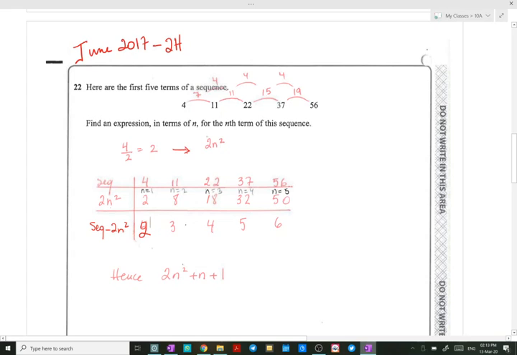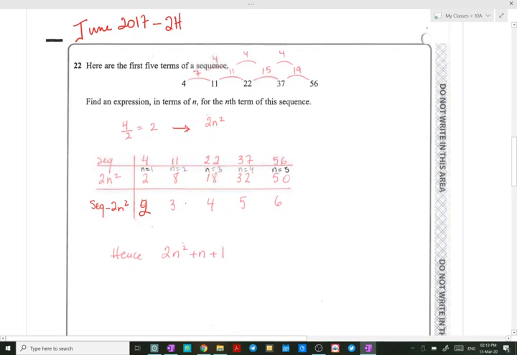Number 22 is another question from the GCSE past paper, June 2017, 2H. This is a calculator paper, and we have the first 5 terms of a sequence: 4, 11, 22, 37, 56. Find an expression in terms of n for the nth term of this sequence.